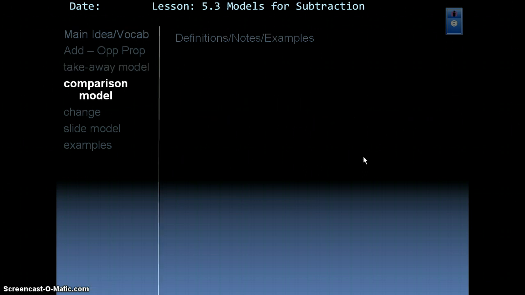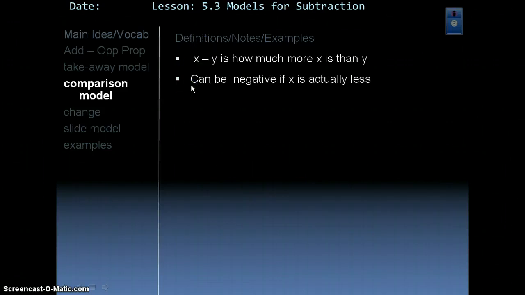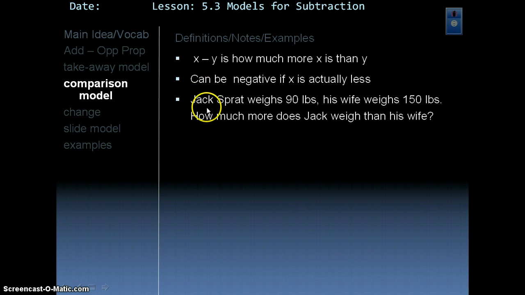The comparison model tells us x minus y will tell us how much more x is than y. So it always tells us how much more the first one is. This would come out to be a negative value if x is actually less. If I want to know how much more x is, and it's really smaller than y, I'll end up with a negative amount. For example, if Jack Spratt weighs 90 pounds, his wife weighs 150 pounds, how much more does Jack weigh than his wife? Well, we know technically he doesn't weigh more, but following the model, we'd do 90 pounds minus 150 pounds, which is negative 60 pounds. Jack weighs negative 60 pounds more than his wife.